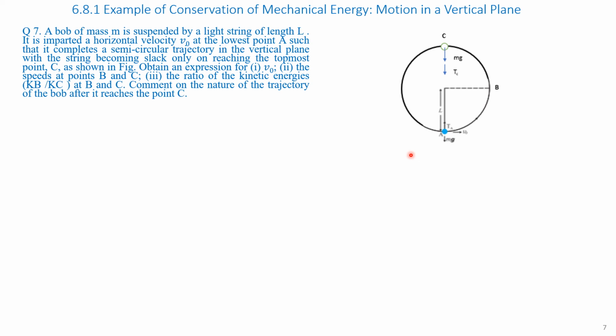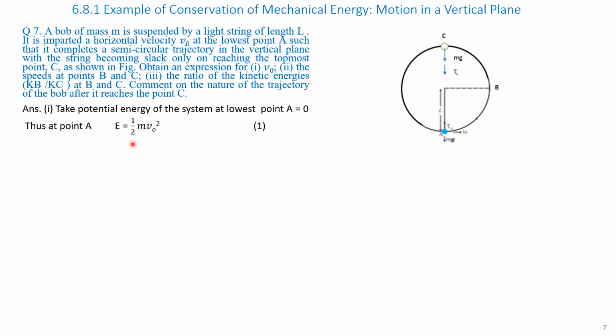So we are required to find the speeds and the ratio of kinetic energy. This system is acted upon by only two forces, that is, the gravitational pull due to weight, that is mg, and the tension. There are no other forces, hence energy is conserved. Take the potential energy of the system at the lowest point A equal to 0. Here at this point A, the potential energy is 0 and C is the topmost point.